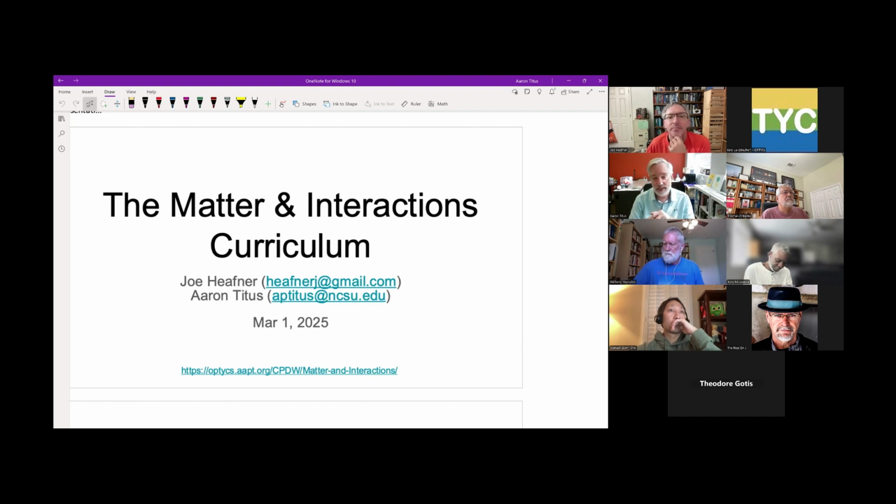And we use the textbook Matter and Interactions. And being back at NC State is giving me the opportunity to implement Matter and Interactions on a large scale, and I'm looking forward to the challenge of integrating computation and things like that at a much larger scale. So that's a little bit about me.